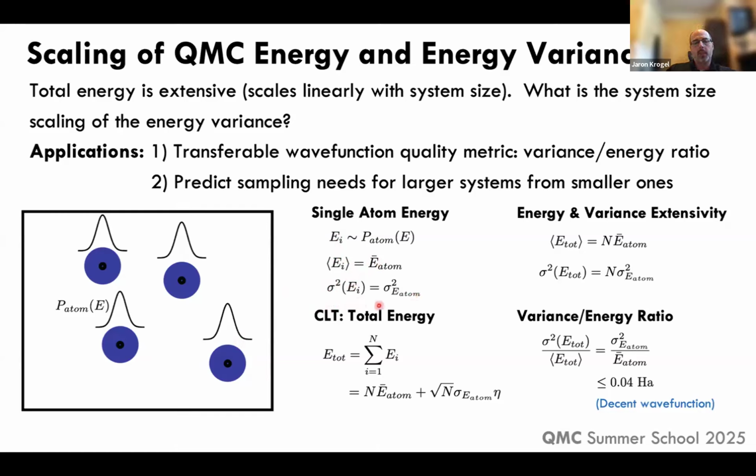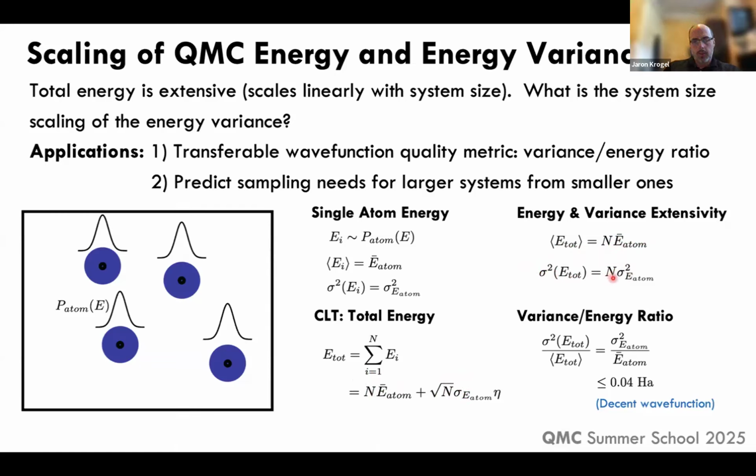Okay, so now let's apply the central limit theorem. The total energy is just the sum of the energies of the atoms, like this. And from the central limit theorem, we know that becomes N times the energy of the atom. That's just the size extensivity. But then you get the statistical uncertainty, which goes like square root N sigma atom. So directly you can read off from this that the total energy is N E atom, size extensive, and the variance also scales linearly like N. It is also an extensive quantity.